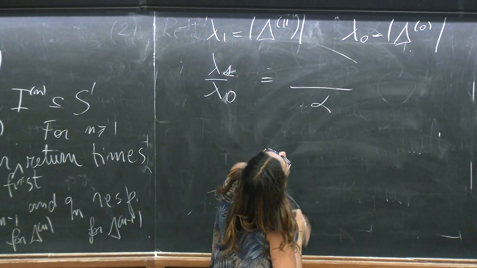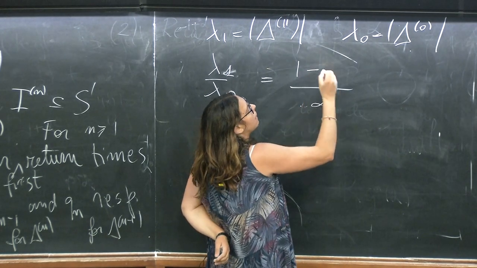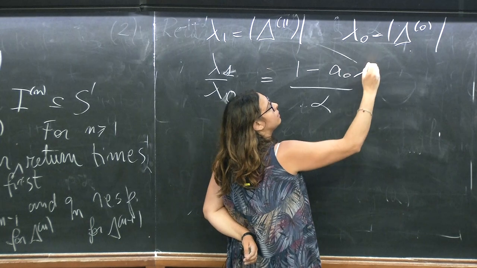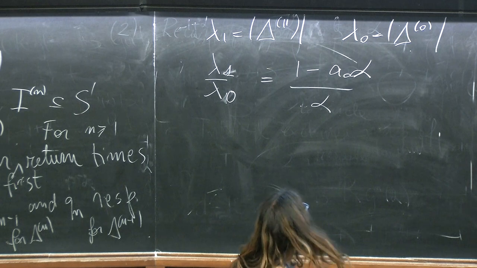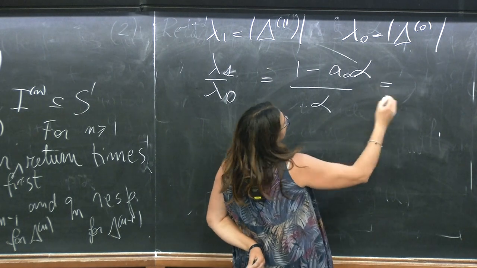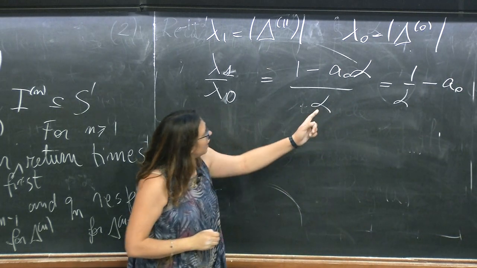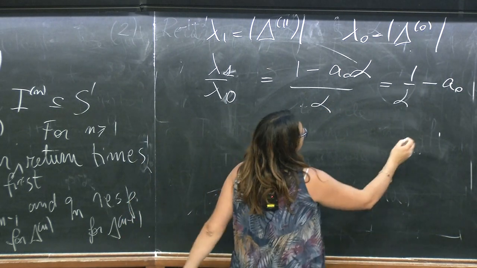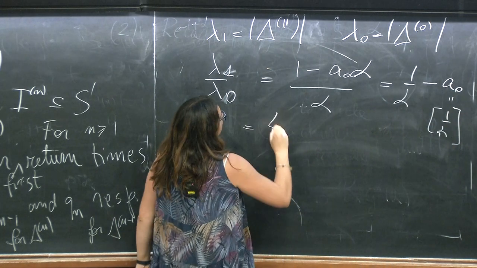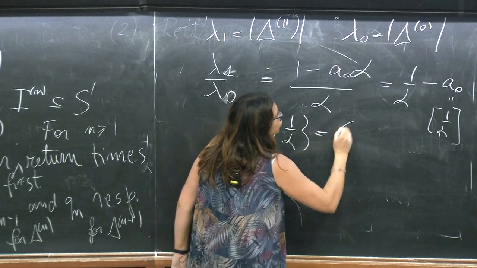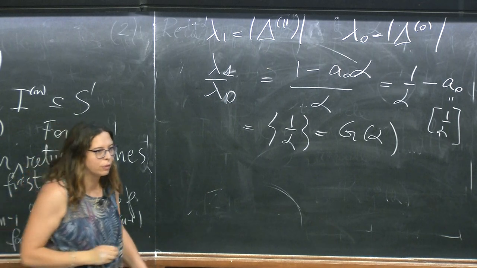What is the length of the remainder? The remainder is 1, everything, minus a0 times alpha. You agree? I have to remove a0 times my big interval. But now simplify, what is this? 1 over alpha minus a0. And a0 was the integer part of 1 over alpha. So this is the fractional part of 1 over alpha, which is the Gauss map. So this was an important part of the proof of the first step.